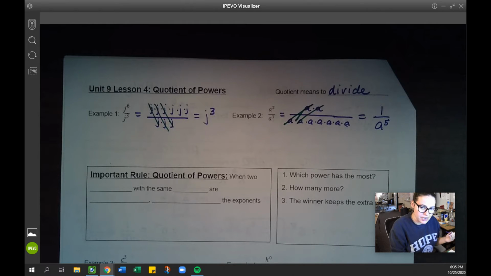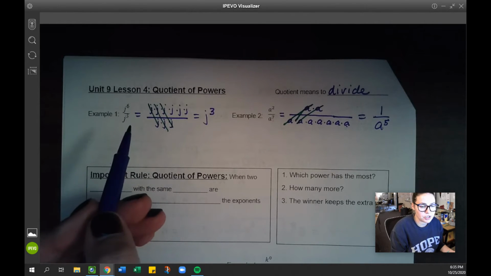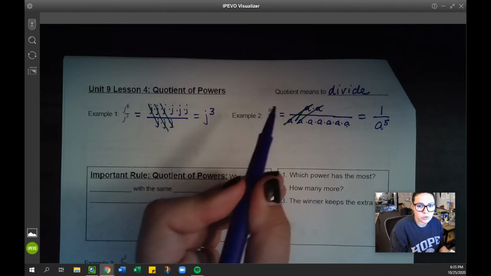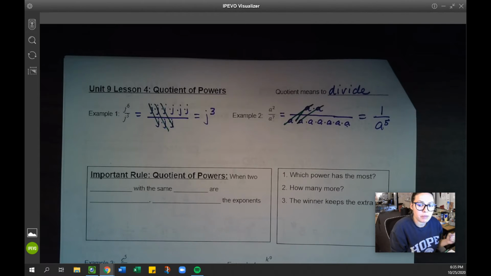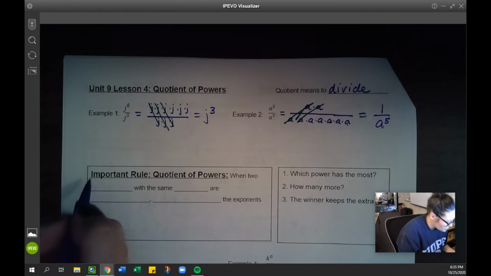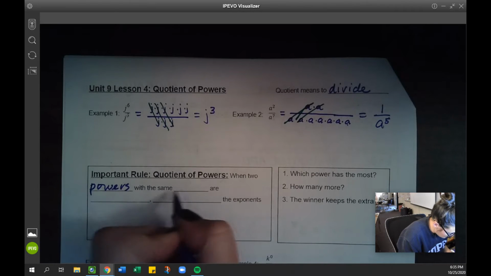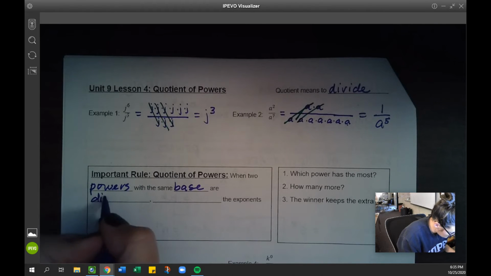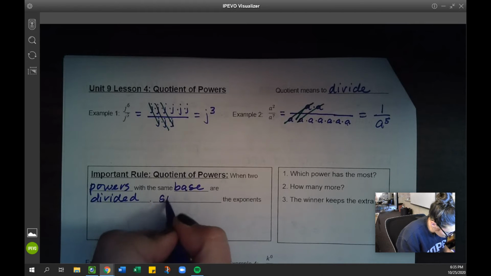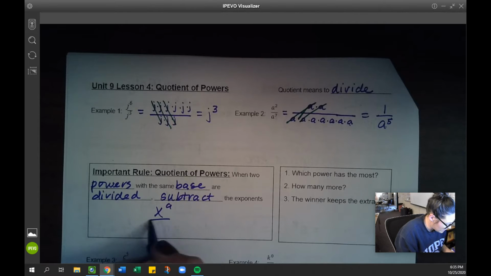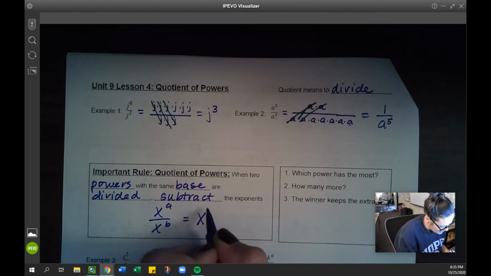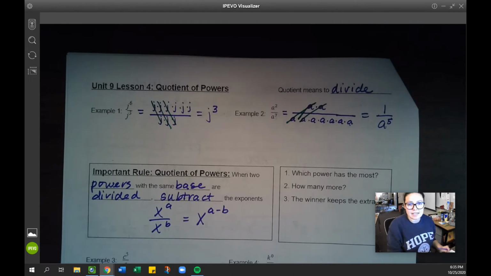So again, let's look for the pattern here. We had j to the 6th over j cubed, and we ended up with j cubed. A squared over a to the 7th, we ended up with 1 over a to the 5th. Now, if we multiply powers and we add the exponents, guess what we do when we divide powers? We subtract them. So, when two powers with the same base are divided, we subtract the exponents. In general, x to the a divided by x to the b is the same thing as x to the a minus b.